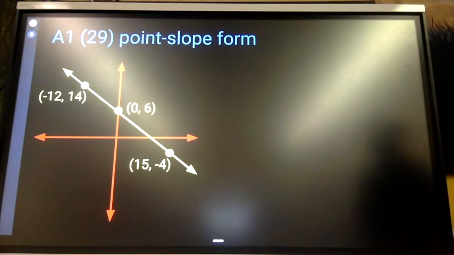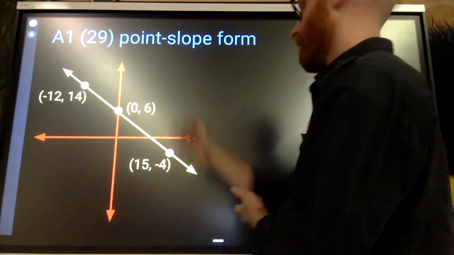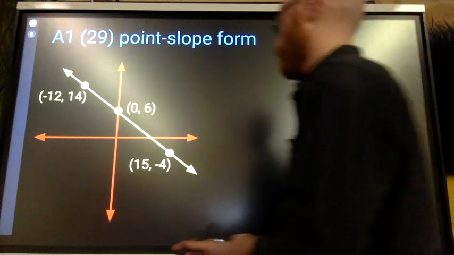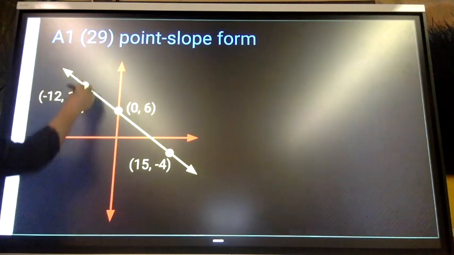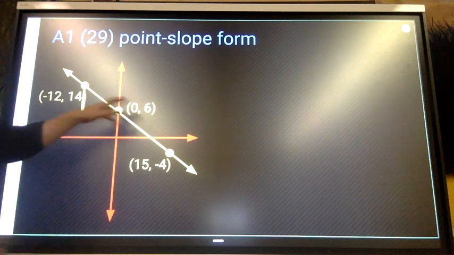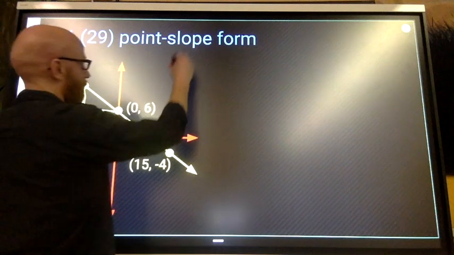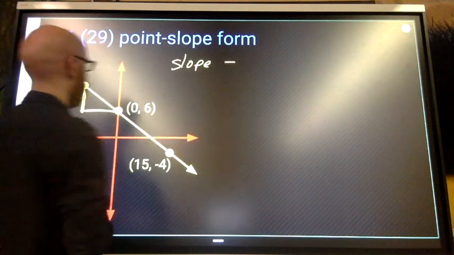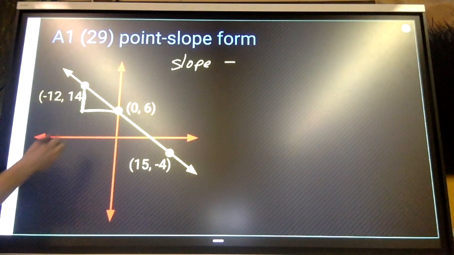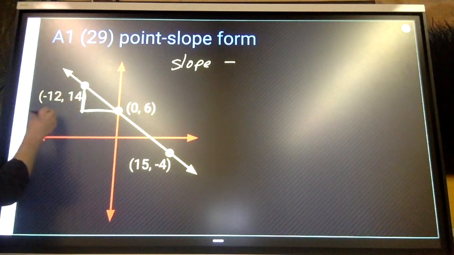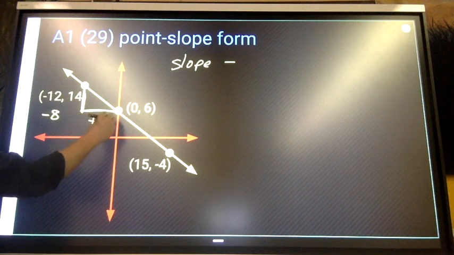Alright, this situation right here, you have a graph, you have some points on the graph, you want to write an equation for this graph. First, I'm going to need to figure out what the slope is. So, as I travel from (-12, 14) to (0, 6), what's happening? First off, I know I'm going down, so I know my slope is going to be negative. I'm going down from 14 to 6, I'm going down 8. And from negative 12 to 0, I'm going forward 12.